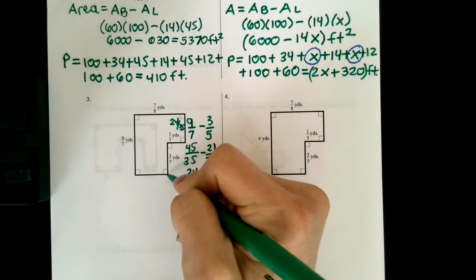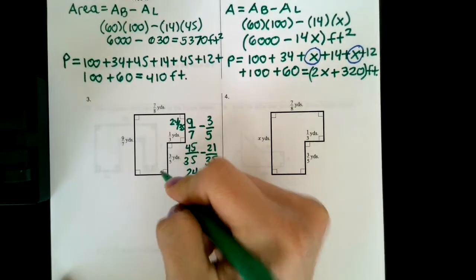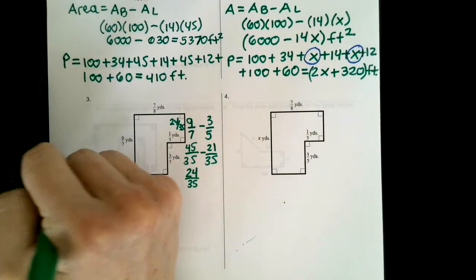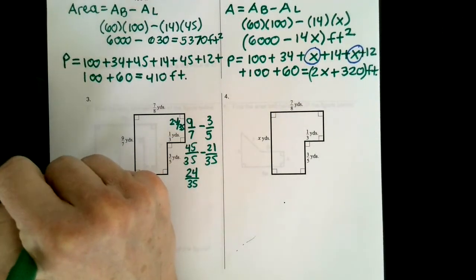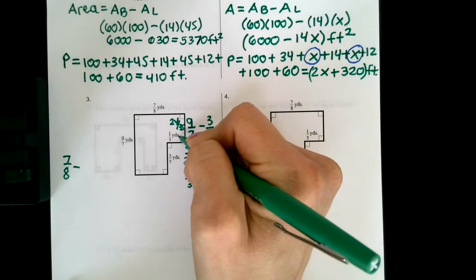Another missing length is down at the bottom. In order to find this missing length, I'm going to do the work over here. I'm going to take 7/8 and I'm going to subtract the distance of 1/3.